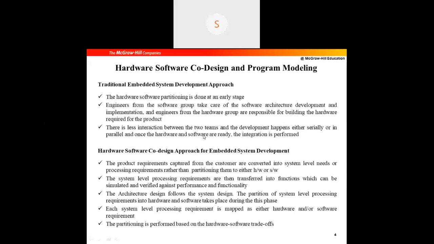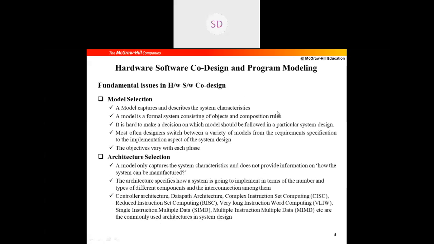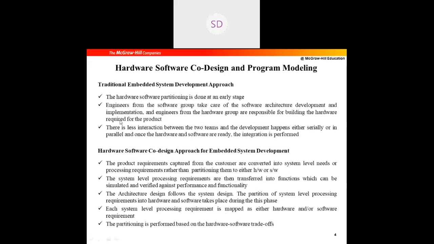Right, so in this earlier approach, the hardware partitioning is done at an early stage. That is, engineers from the software group take care of the software architecture development and implementation, and engineers from the hardware group are responsible for building the hardware required for the product. It is true, this design was totally a separate process. Hardware engineers do their design separately, software engineers do their design separately. They will check it, and after all the process is complete, then they will club it.